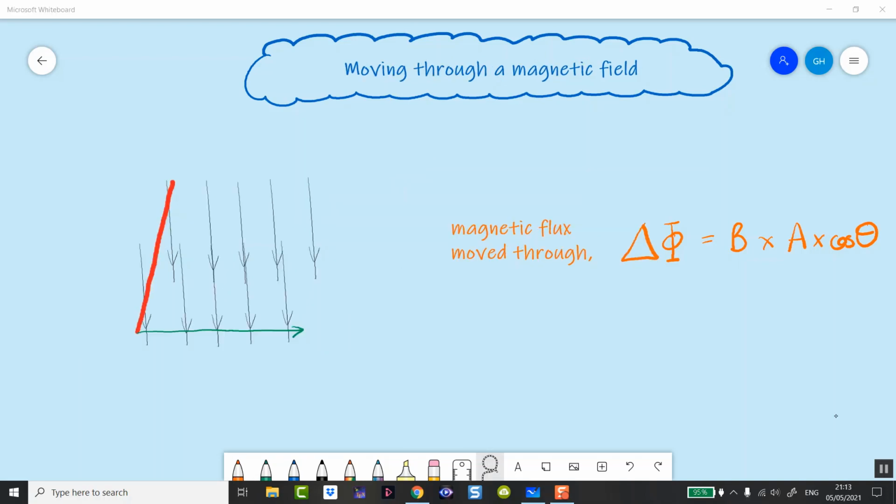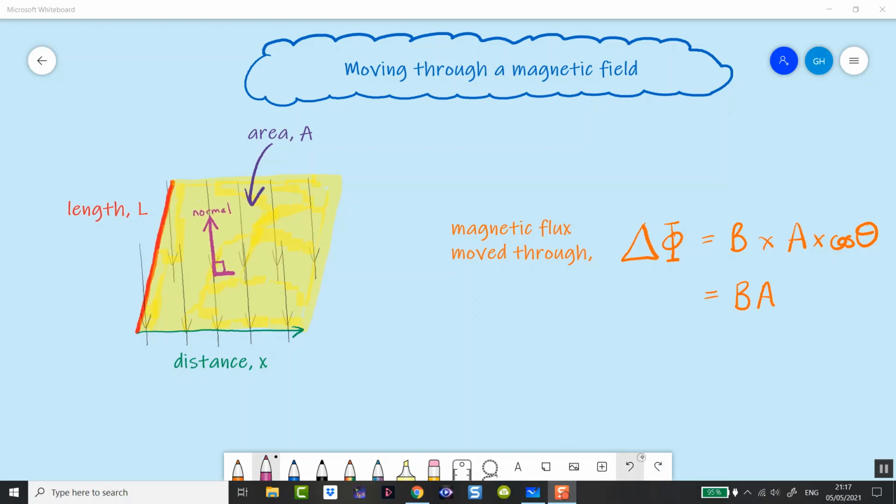So if we move a wire through a magnetic field, we can work out how much magnetic flux the wire has moved through. Let's say the wire has length L and we move it a distance x. Then the area it sweeps out will be Lx, but let's just keep calling it A. So if we move the wire perpendicular to the field, it will move through BA, because the angle between the field and the normal will be 0, and so cos theta will be 1.